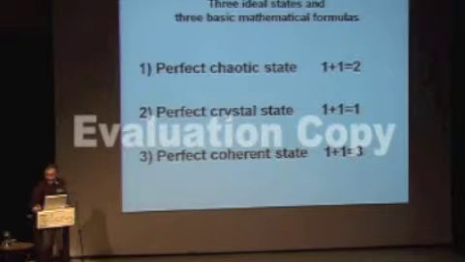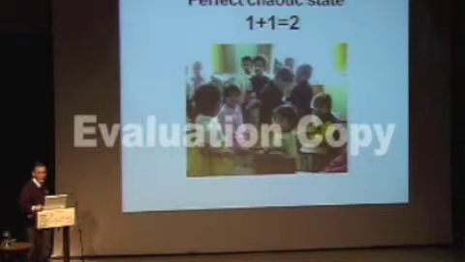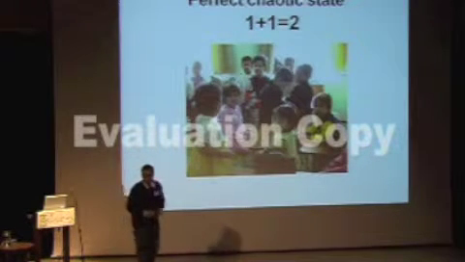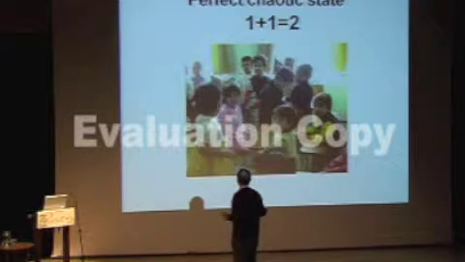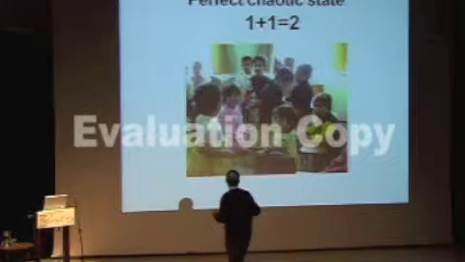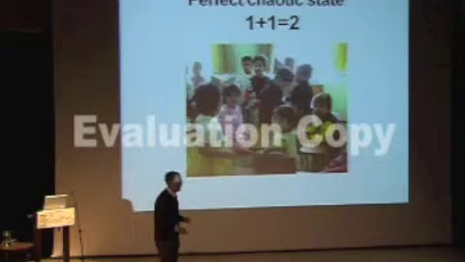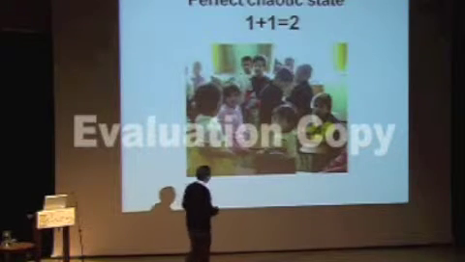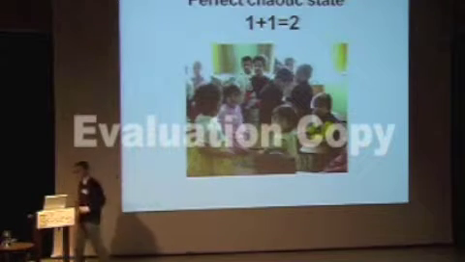So then we give more explanation about it. What is 1 + 1 = 2? This is the state in a kindergarten, without the teacher present. The children work completely independent from one another. They don't know how to make a group again. So that is the ideal chaotic state, 1 + 1 = 2.